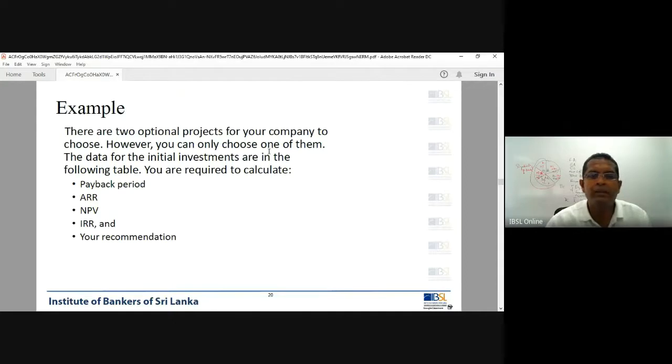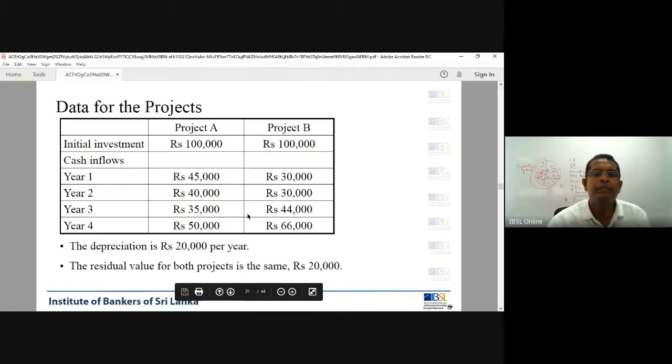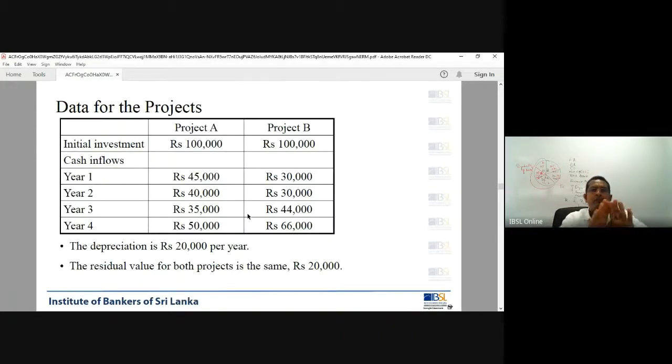We'll work these 3 with an example. We have 2 projects, A and B. Say one shirt manufacturing and one pen manufacturing. Initial investment is same. When the project sizes are different, you can't compare. These projects have to be similar size. Cash flow or profitability may be different, but the size of the project has to be the same. Initial investment is 100,000.